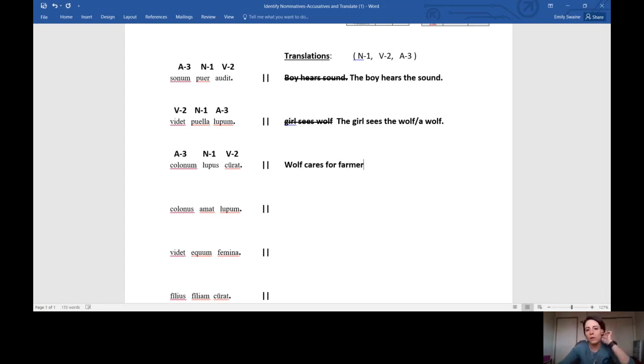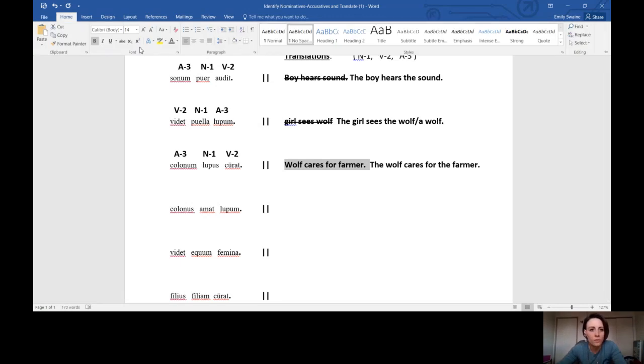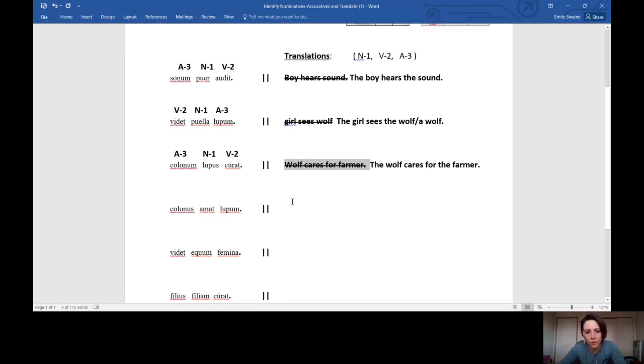So remember, our wolf is named Hispidus. He's a really sweet wolf. He is the pet of Gaius the farmer. So that's why the sentence sounds a little strange. Remember, in our story, the wolf does take care of the farmer, and the farmer takes care of the wolf. So here we go. Instead of wolf cares for farmer, we're going to say the wolf cares for the farmer. A wolf cares for the farmer. You can add whatever you want in.